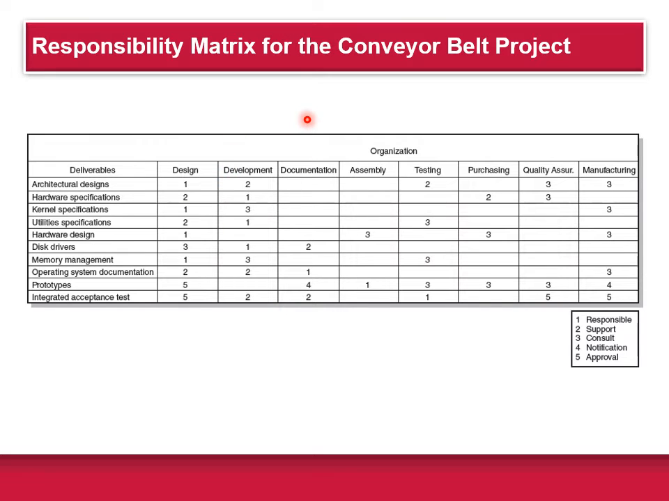The figure below is a different example. This is the responsibility matrix for a conveyor belt project. This is for a larger kind of project where you have the design team, the development team, the documentation team, and you can see what they're responsible for. This is another way to do it. You can code them in numbers, like one is responsible. So for design, the architectural design, that's this design team here, and hardware design, that's the design team, right? Development is shown here for the hardware specifications, utility specifications. So this is another way to do it.